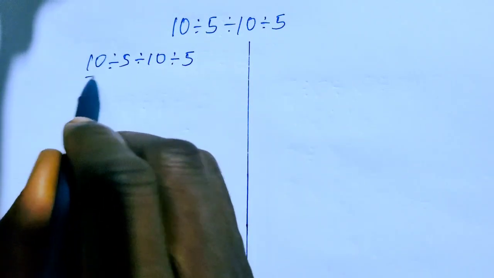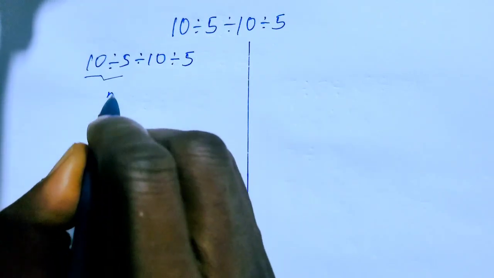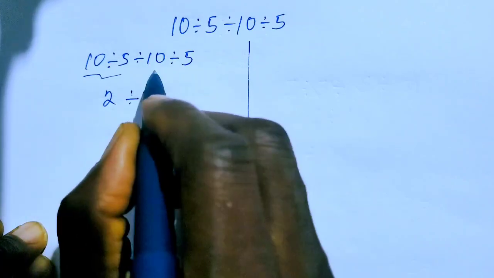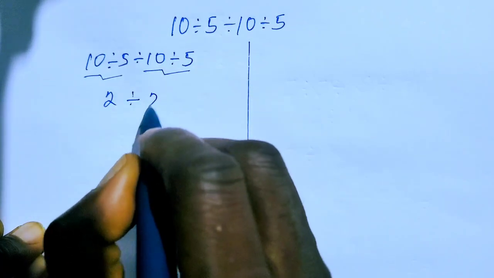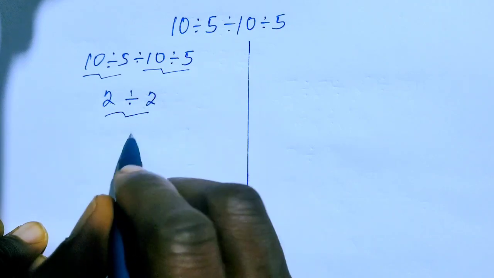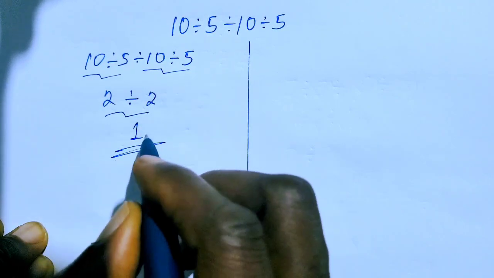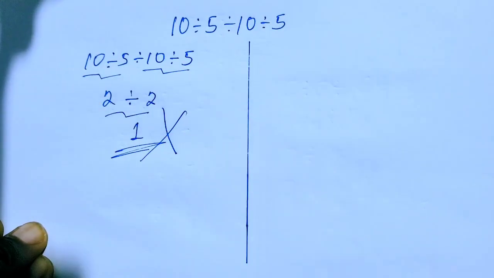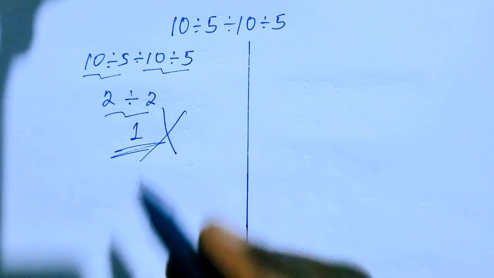Right here, 10 divided by 5 gives us 2. Here, 10 divided by 5 gives us 2. And lastly, 2 divided by 2 gives us 1. But this answer is wrong. Do not make this mistake here.